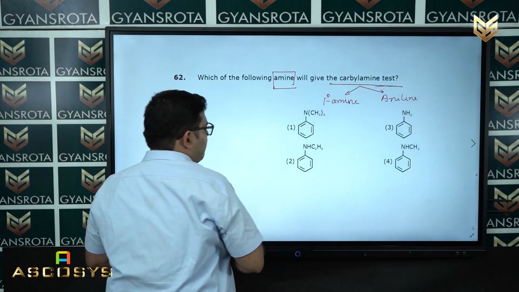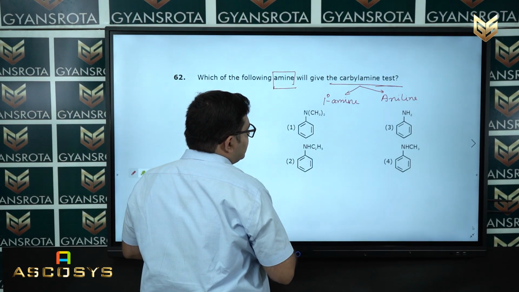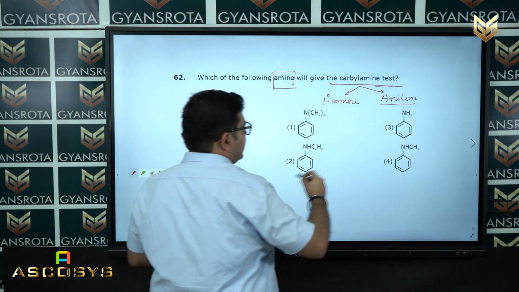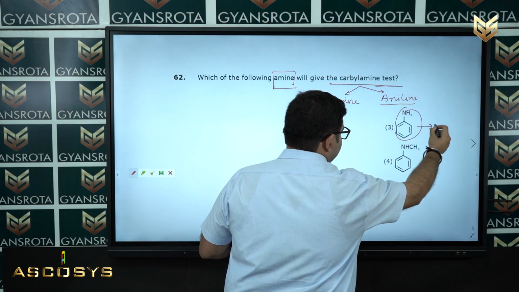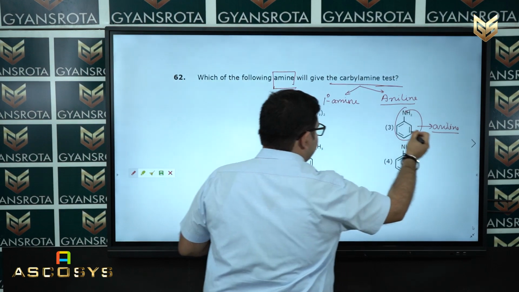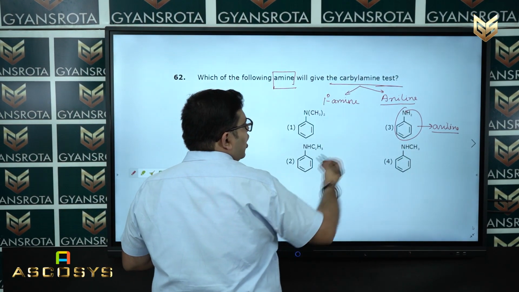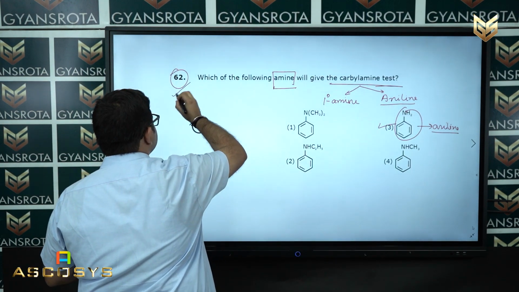Now if you see among your 4 options, there is no primary amine there. So we have to move on to the aniline structures. Now if you see your option number 3, this structure is nothing but your aniline structure. So aniline will give you the positive carbylamine test. So option number 3 is the correct answer of your question number 62.